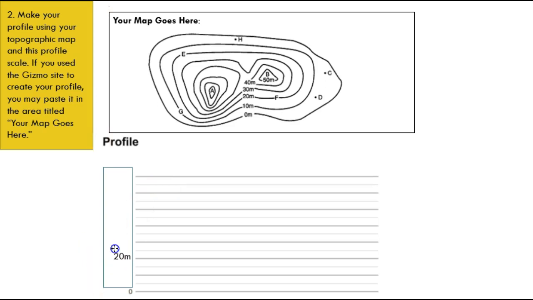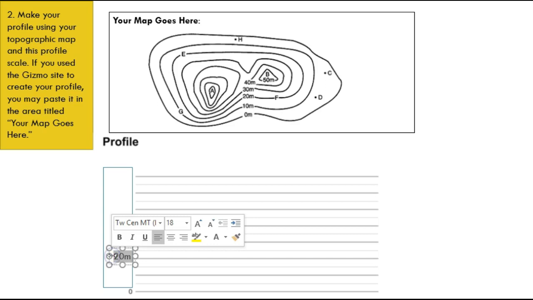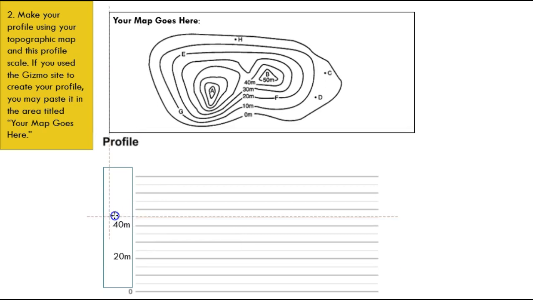So I'll put this here. So this would be 0, 10, 20. And then I am going to need a couple more of these. So hang on while I make these. 40. And I have room to label another one, so I'm going to do that. Just like this.